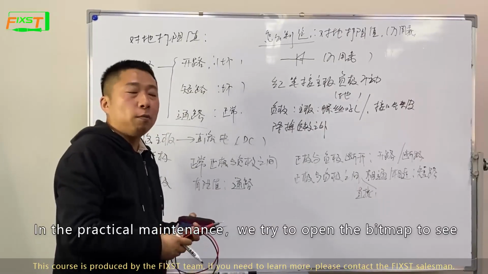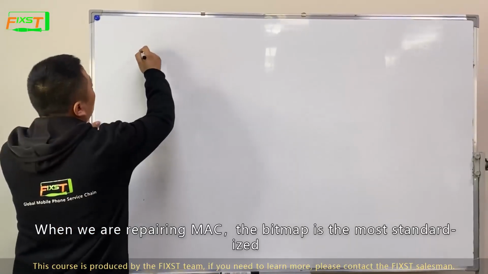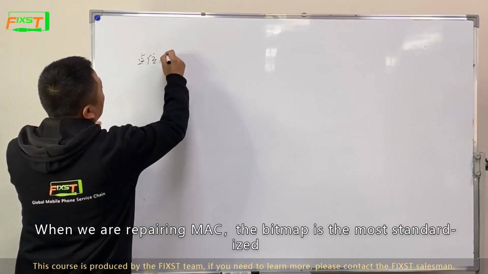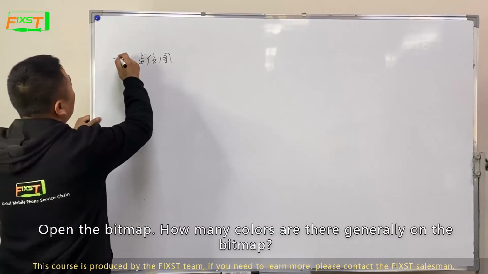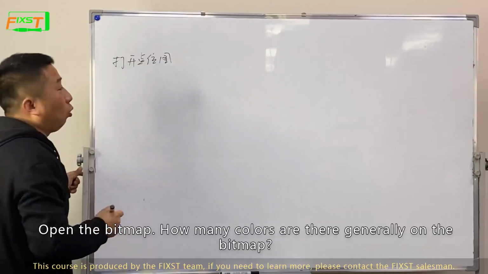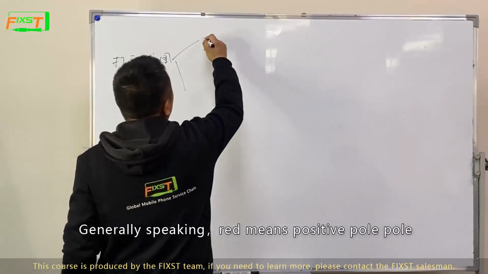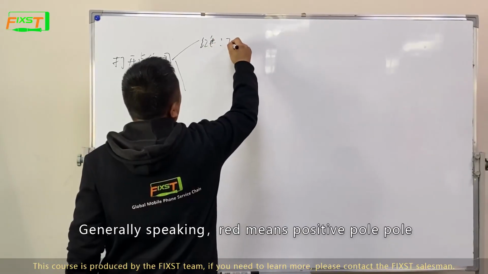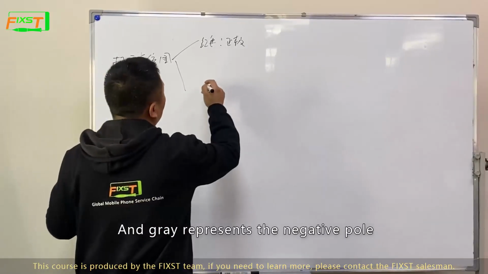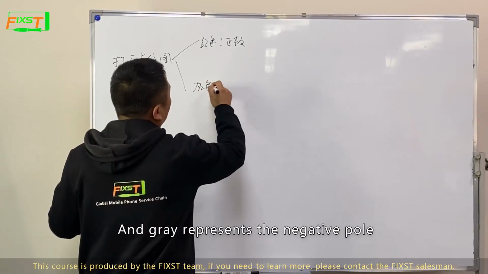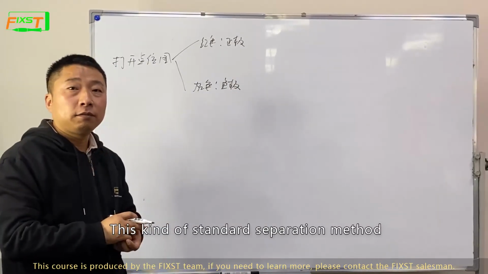In practical maintenance, we try to open the bitmap to see. When we are repairing a motherboard, the bitmap is the most standardized. Open the bitmap. How many colors are there generally on the bitmap? Generally speaking, red means positive pole, and gray represents a negative pole. This is the standard separation method.